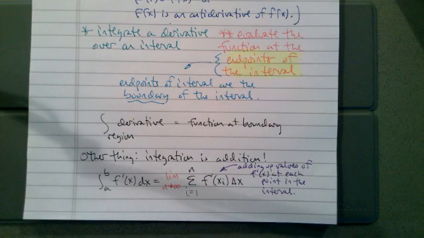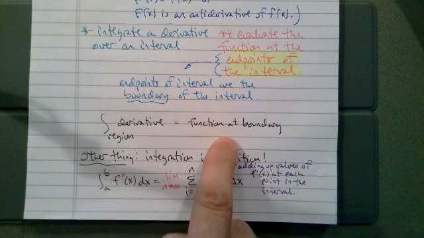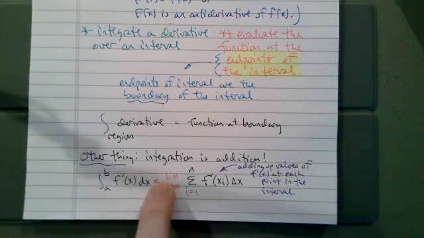We want to think of adding up values of f prime at each point in the interval. That's because integration is addition. This is the way we think about integration. This is the way we want to think about the fundamental theorem of calculus. Part 1, integrating a derivative over a region by evaluating the function at the boundary. Part 2, we want to think about integration as addition.